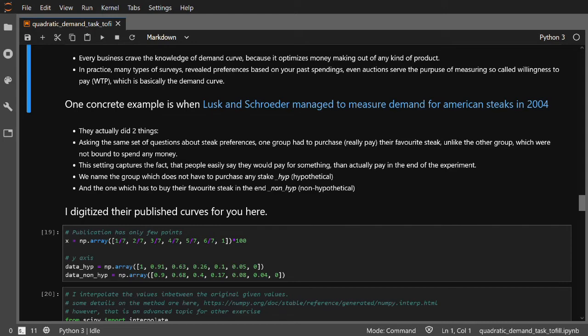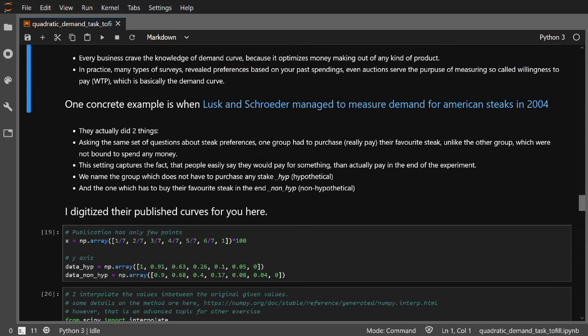Every business, of course, craves the knowledge of the demand curve because it optimizes their money making. And for some types of service, revealed preferences, your past spendings, or even auctions serve the purpose of measuring so-called willingness to pay, WTP, which is basically the demand curve.